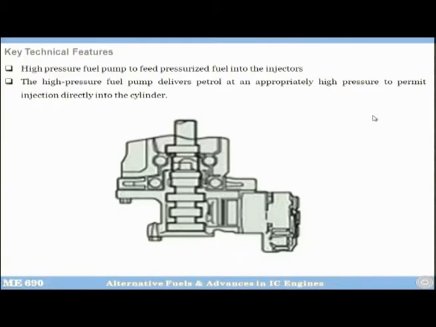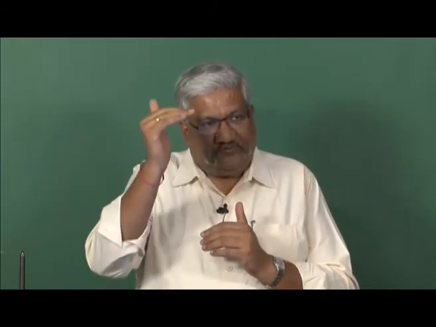The third technical feature is a high pressure fuel pump to pressurize fuel into the injector. Now, you see in a GDI engine you are basically injecting the fuel at two different pressures. Rather, I should not say two different pressures, it is at two different positions of the piston in the cylinder. You can inject the fuel when the piston is coming down in the intake stroke. So, when you do that, the cylinder is just at atmospheric pressure, considering it is a naturally aspirated engine.